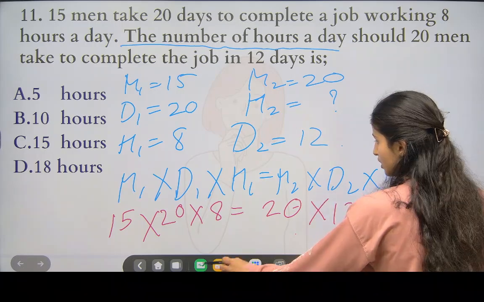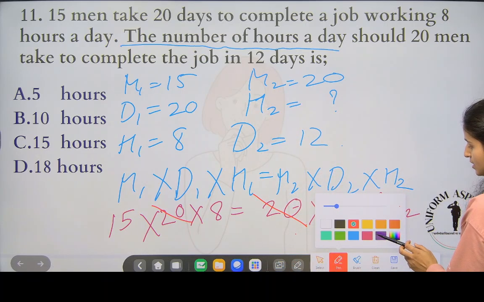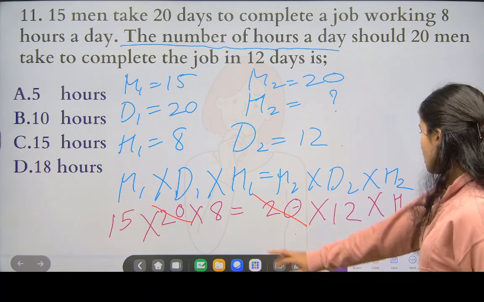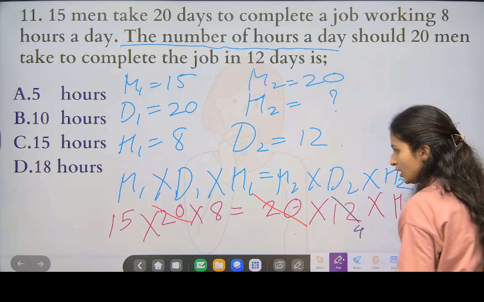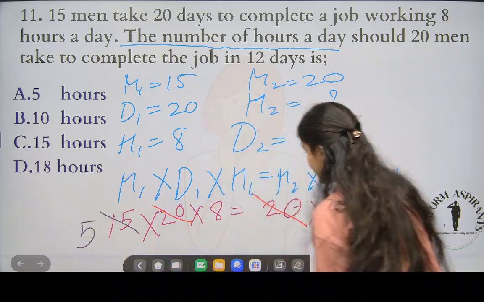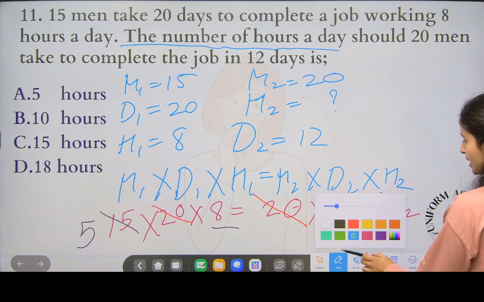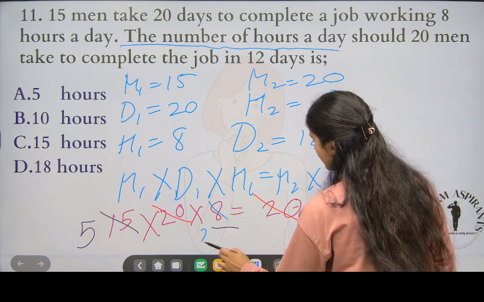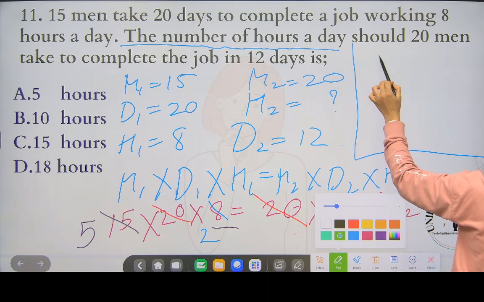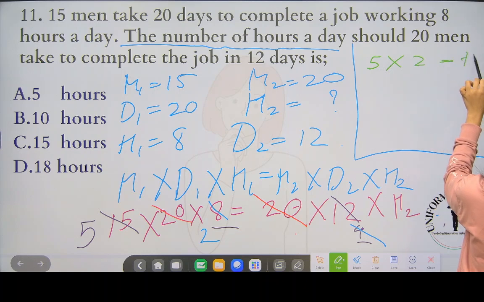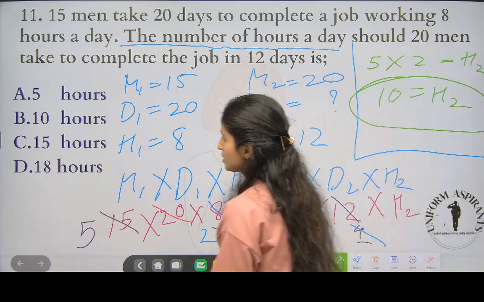Now see here. 20 and 20 will both get cancelled. Now check here. 15 and 12 come in which table? They come in the 3 table. So 3 fours are 12 and 3 fives are 15. Now 8 and 4 come in which table? 4 table. 4 ones are 4, 4 twos are 8. So the remaining things you can write here: 5 into 2 is equal to H2. So 5 twos are 10. How many hours are they taking? 20 men are taking 10 hours. Option number B.